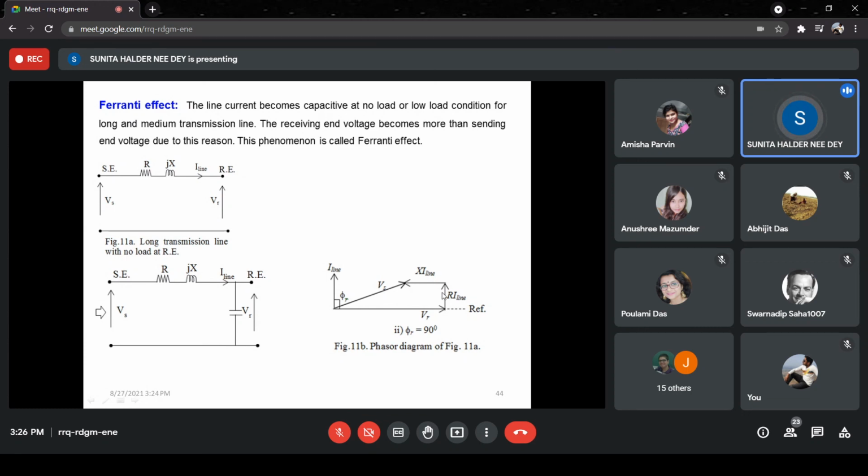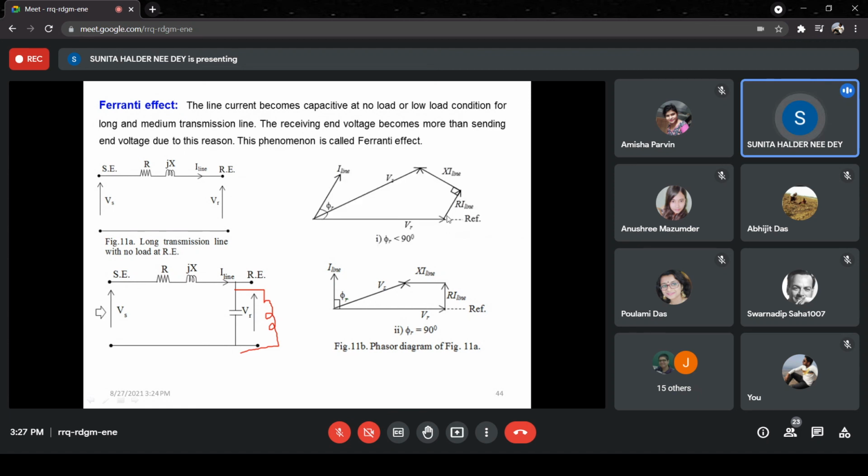That will create an insulation issue. Insulation may fail. So that is also important. When there is a load throw, the current should not be capacitive, otherwise this type of thing will happen. So how can we control that? In that case, obviously we shall connect an inductor here, so that the capacitive effect can be neglected. The current may be purely resistive or to some extent inductive, so that the voltage at the receiving end will not exceed the voltage at the sending end. So this is the Ferranti effect.